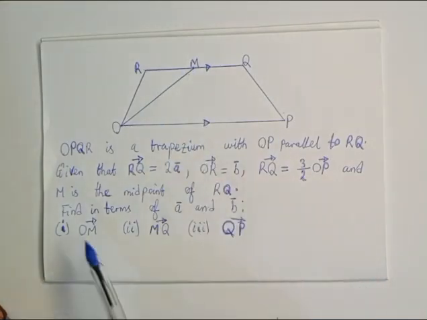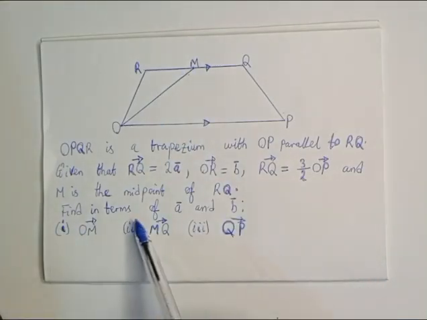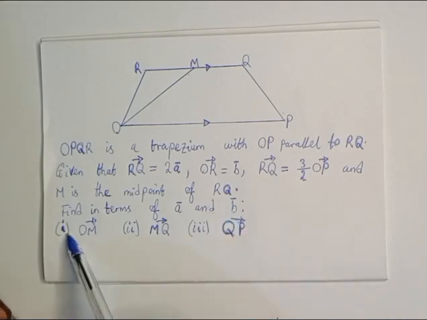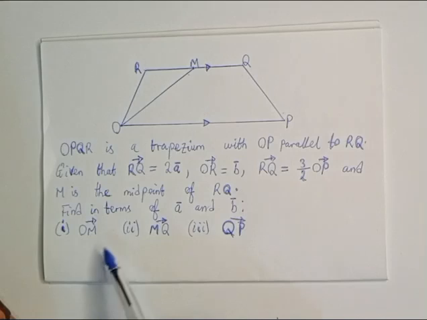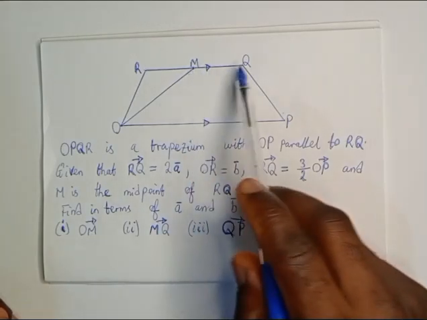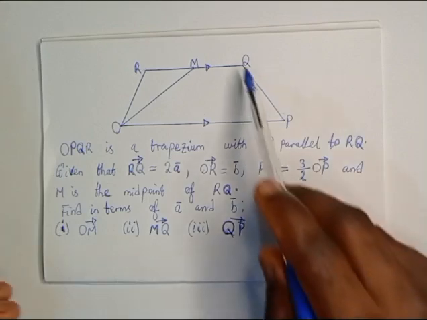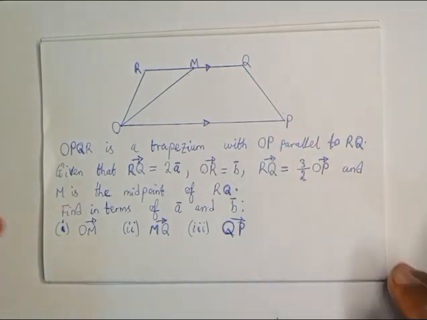This M. Find in terms of A bar and B bar: question 1, OM vector, this vector; 2I, MQ vector; and lastly 3I, QP vector. We take the solution.